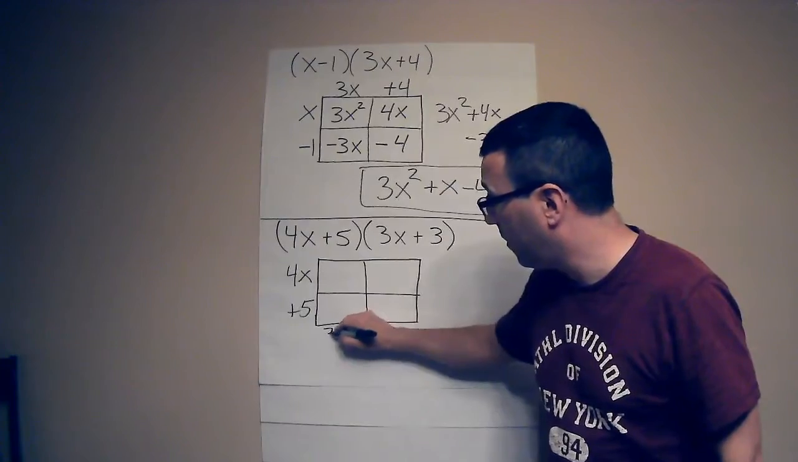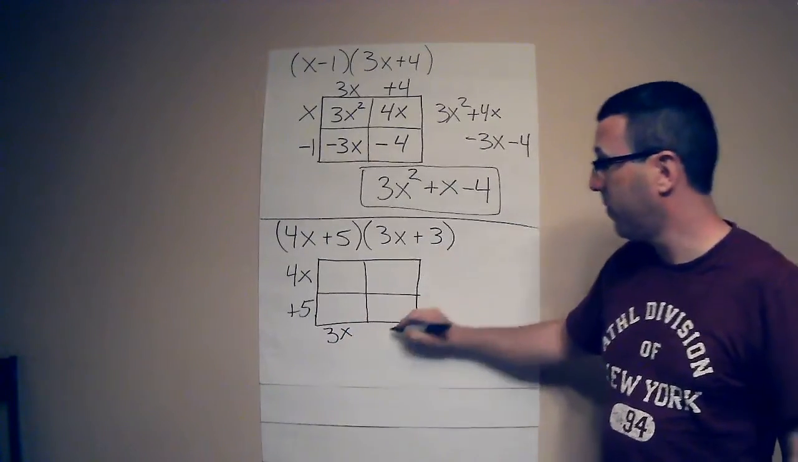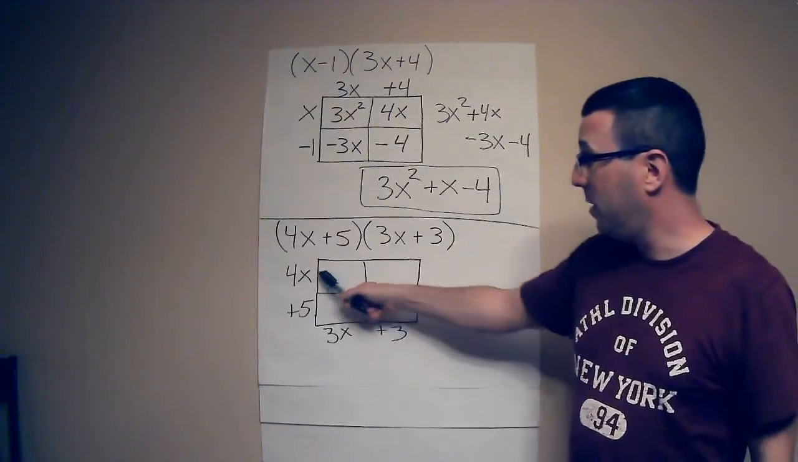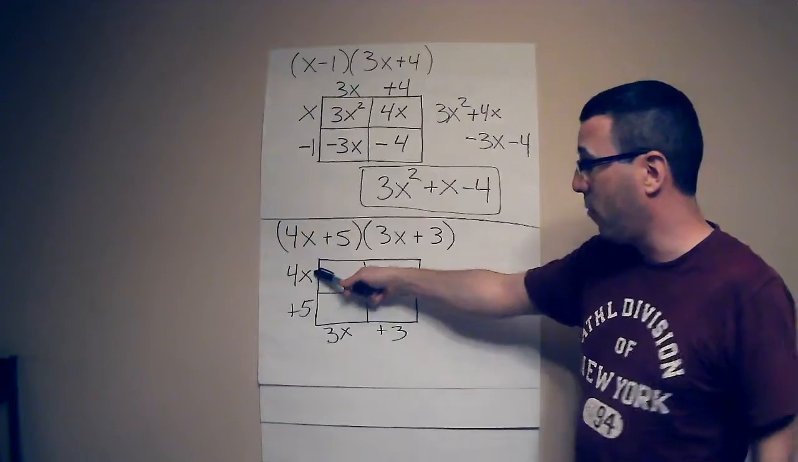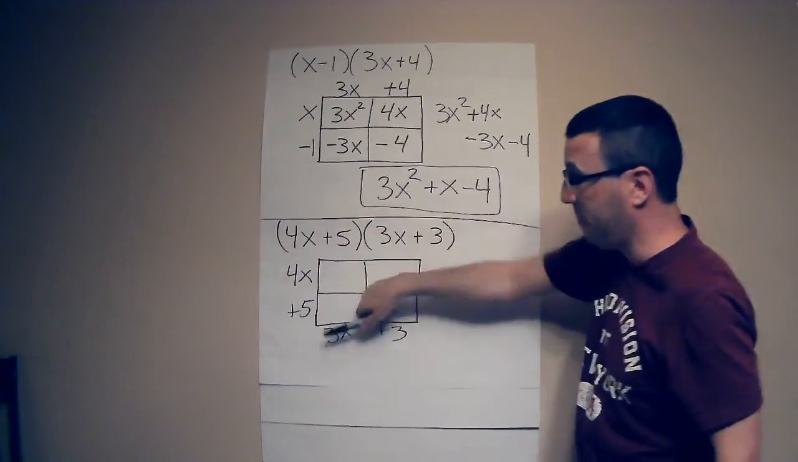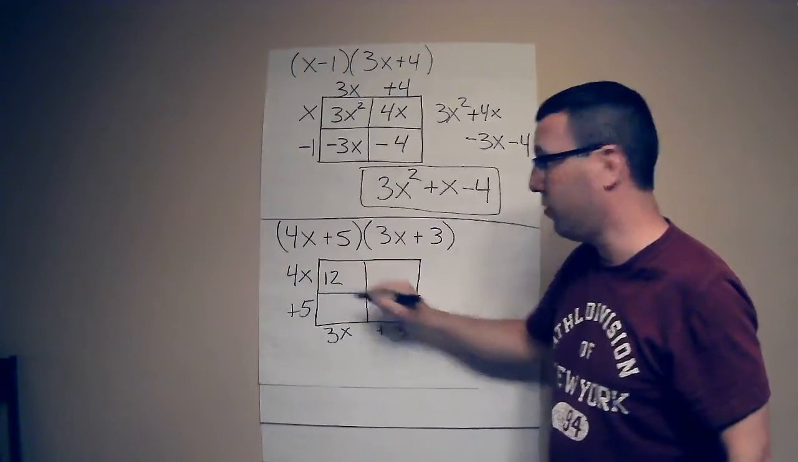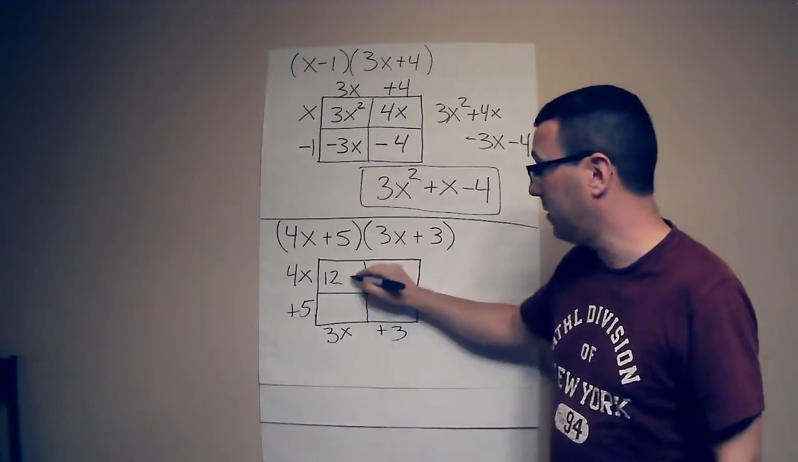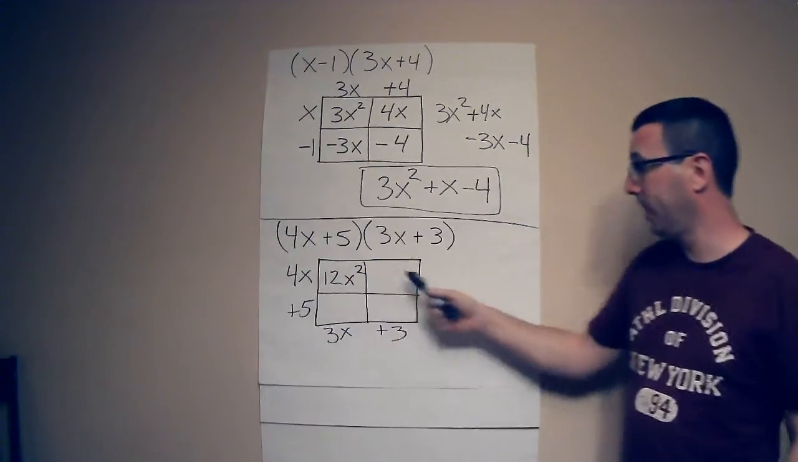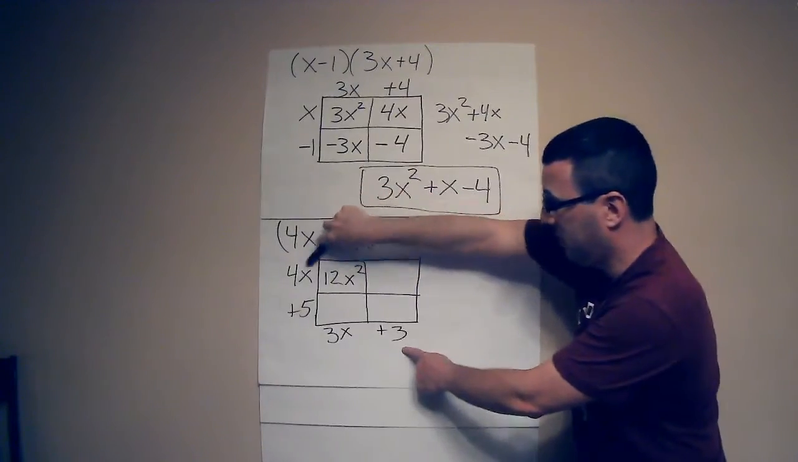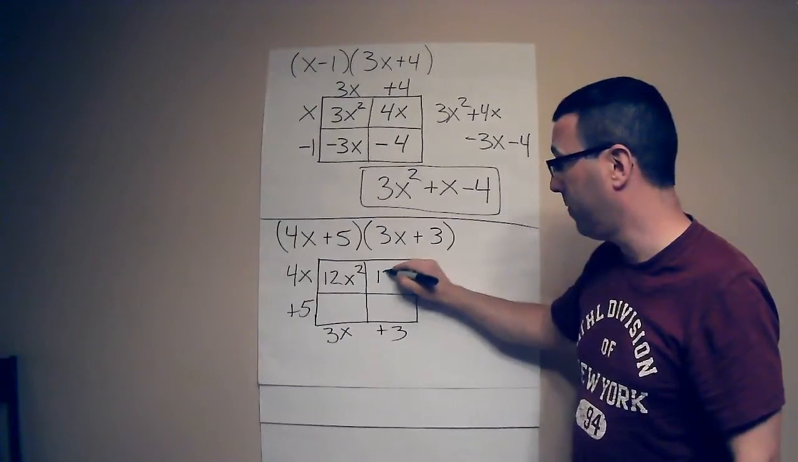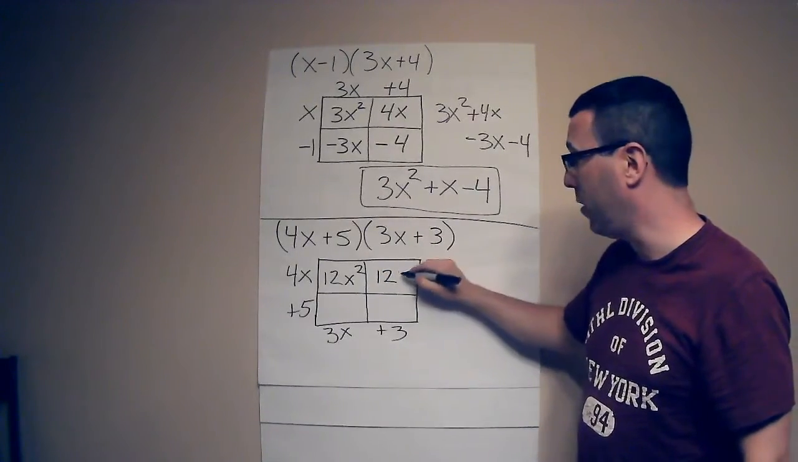So, 3x plus 3. So again, I'm going to multiply my 4x times my 3x, bring them together. 4 times 3 is 12. x times x is x squared. I go across. 4x times a +3. 4 times 3 is 12. We only got the 1x.